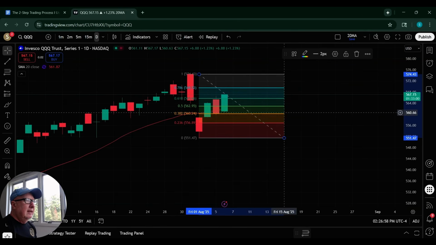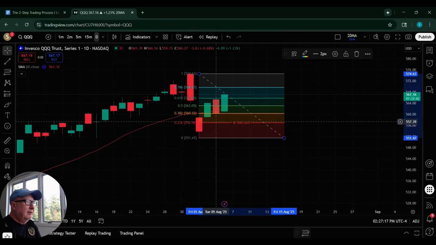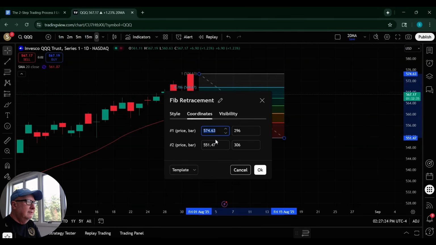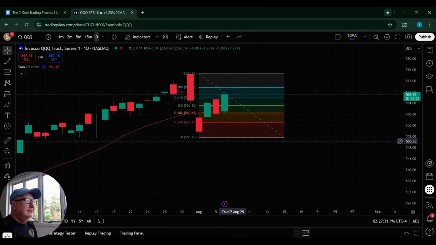574.63. Now I'm going to go to my settings for my Fibonacci lines, and under coordinates, I'm going to put in that high, 574.63. Click OK. And I'm going to put in the low from this candle, 551.68. Settings, 551.68. All right. And now I have my Fibonacci retracement in place.